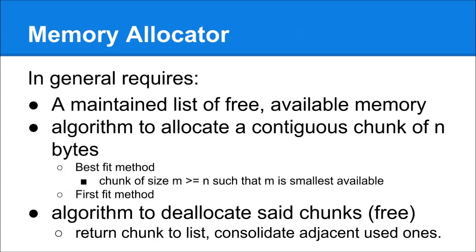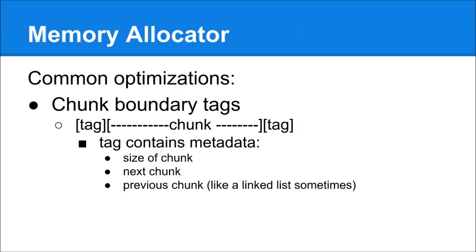The best fit method takes the smallest chunk m that's greater than or equal to the size n that it can find, and it uses it for the job. The first fit uses the first thing it finds, and it's the fastest, but not the best user of size. It doesn't use it efficiently. And then, thirdly, you need an algorithm to deallocate said chunks, in essence, to free them. So what you do is take that chunk and return it to the free list.